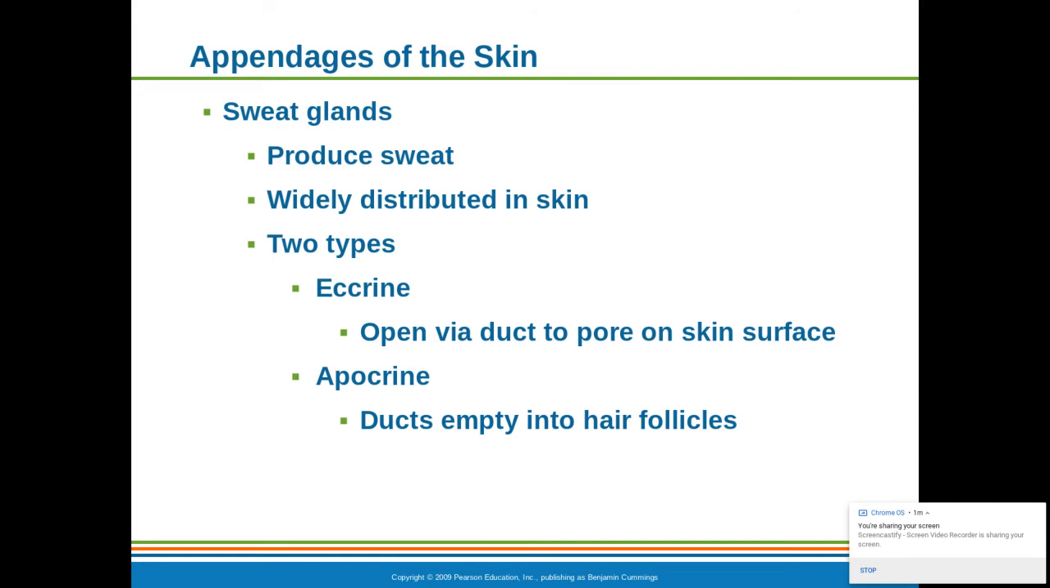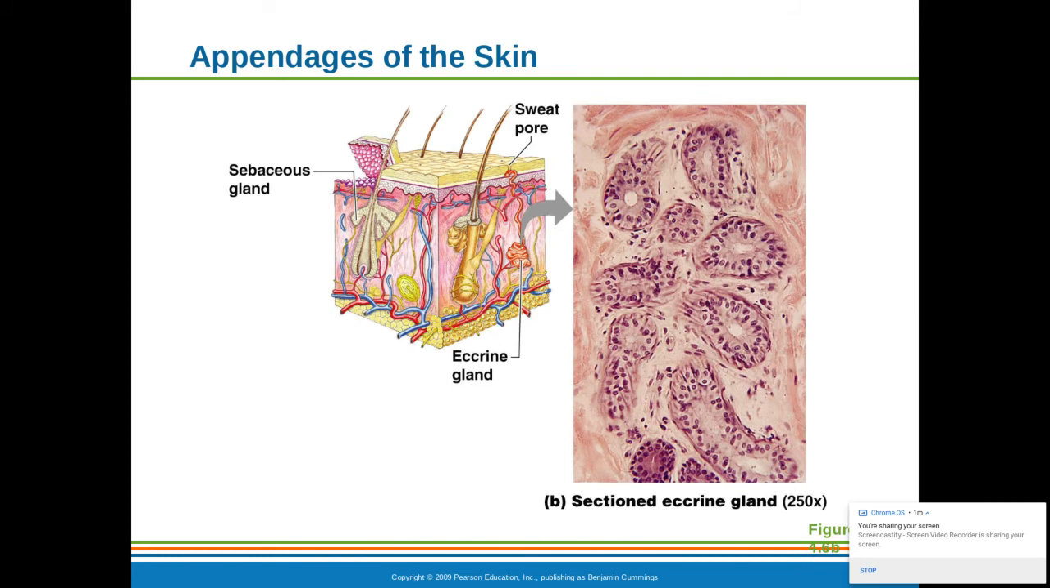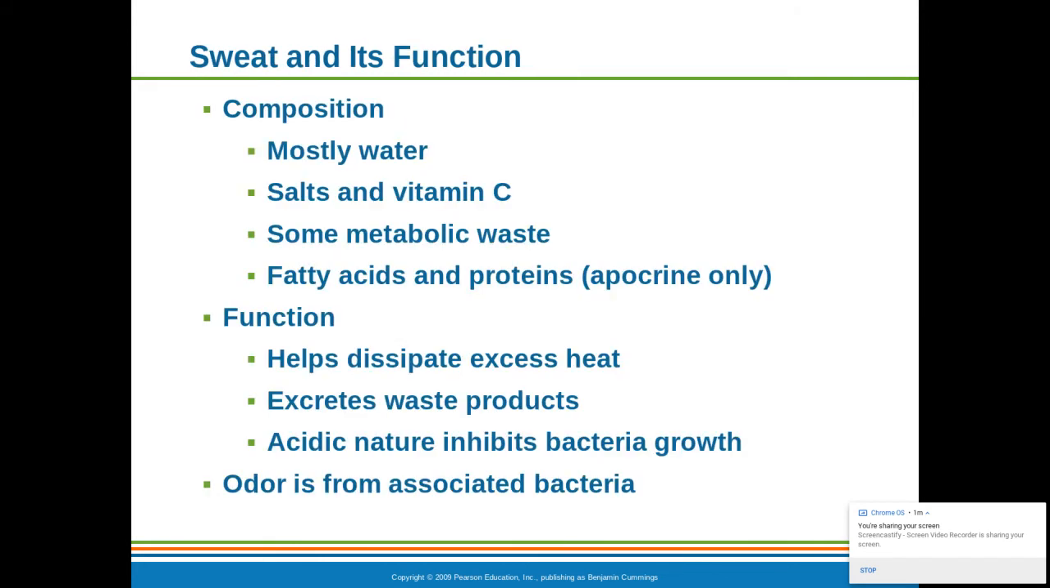All right, so our sweat glands now, obviously, hence their name, they produce sweat. They are widely distributed throughout the skin. We actually have two different types. We have eccrine glands, which open directly to the skin surface, and then apocrine that empty into the hair follicles. Okay, so we can see right here our eccrine gland going straight to the skin surface right here, and apocrine would go into the hair follicle and then travel out the shaft where the hair follicle opens to the outside of the body surface.